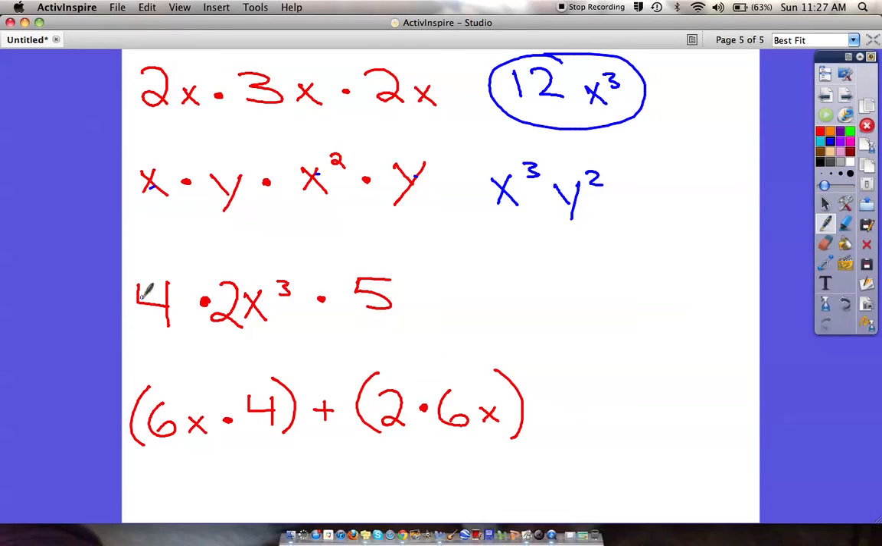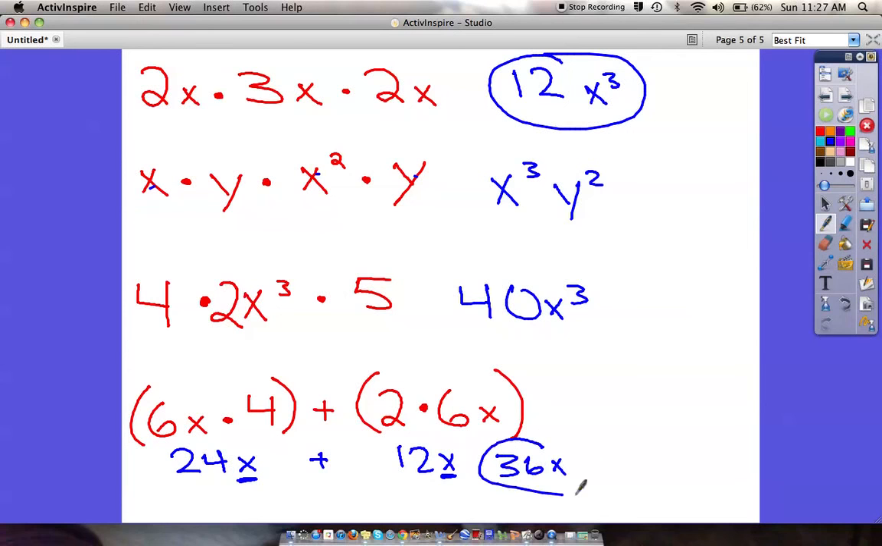Down here, multiplication, 4 times 2 times 5. 4 times 2 is 8 times 5 is going to be 40. And then all we have is the x to the third power. And the last one we can multiply and then combine together. 6x times 4 is going to be 24x. 2 times 6x is going to be 12x. If we add those together, they both have the same labels, so we can add them together. 24x plus 12x is going to be 36x. That would be my final answer for that one if I combine them together.